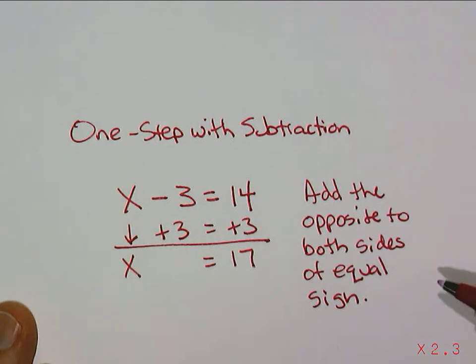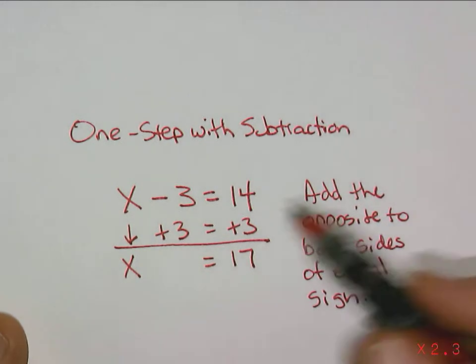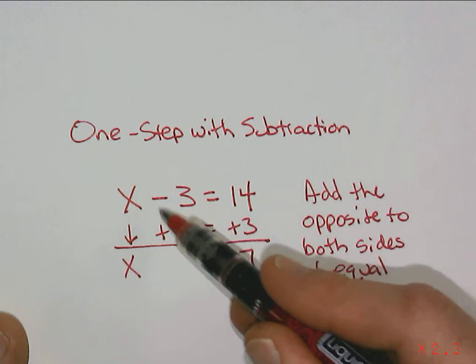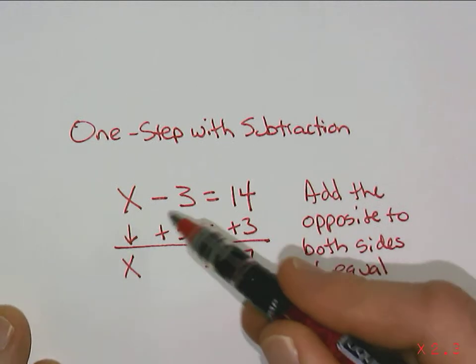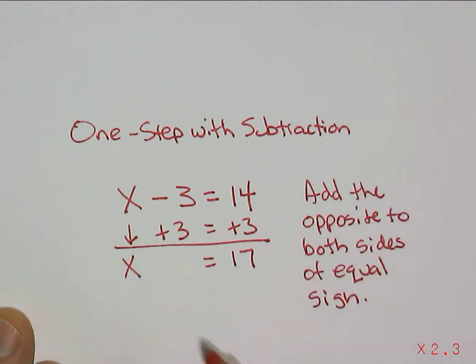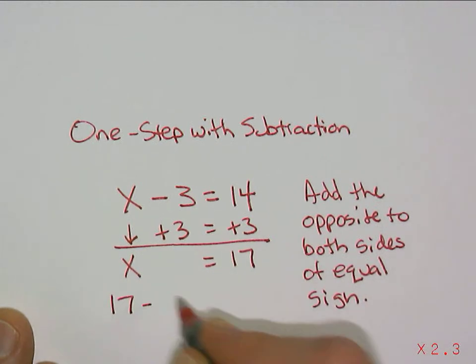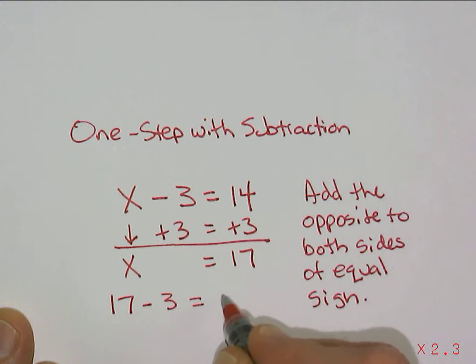And it's really the same technique we did with addition. We're just always putting the opposite of whatever operation we have here together to clear that out away from the x, so that we have the x all by itself. And we can always check to see that 17 minus 3 does equal 14.